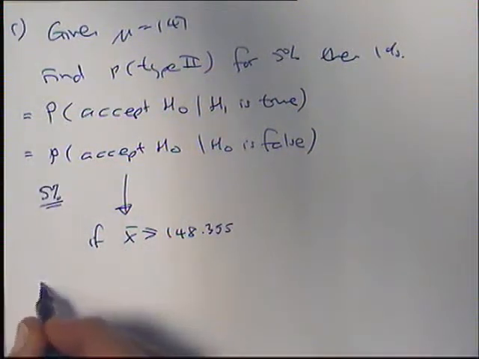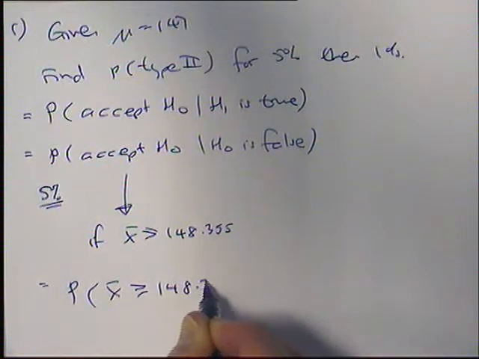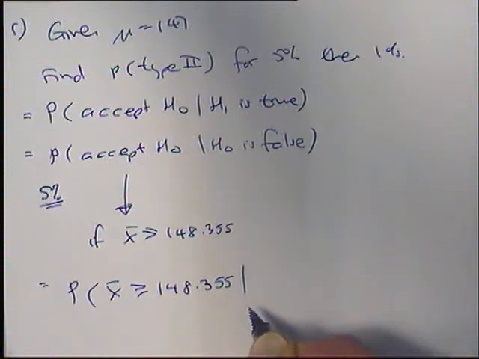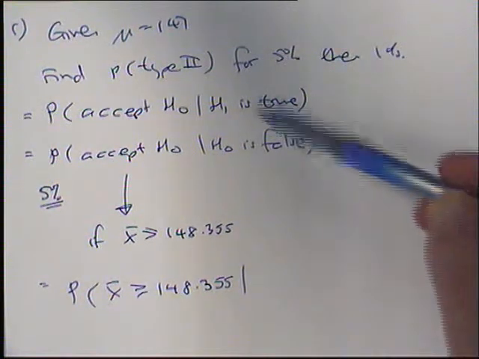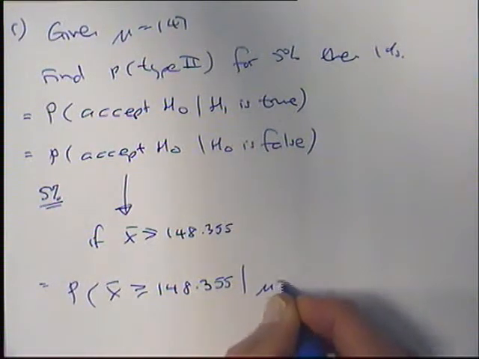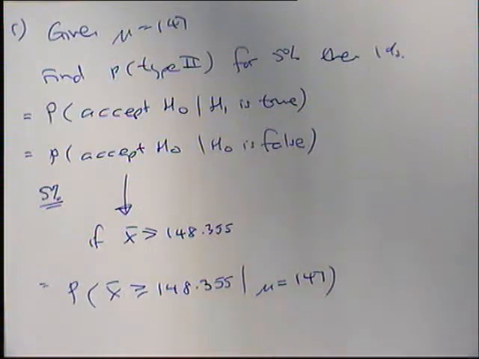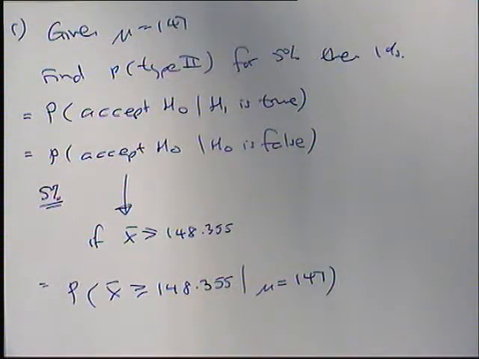So this probability line here becomes, it's a probability that X bar is greater than 148.355 given H1 is true. H1 is the alternative hypothesis. This is where the great god of statistics has some information that we need, so we're going to assume that the mean isn't what we said, the mean isn't 150, we're going to use that 147 that was told to us. So we're putting here given that mu is 147. That is just writing out the probability calculation that we need. The top line says find the probability for type 2 for 5%, and then we're going to do it for 1%. That was what part C was asking us to do.